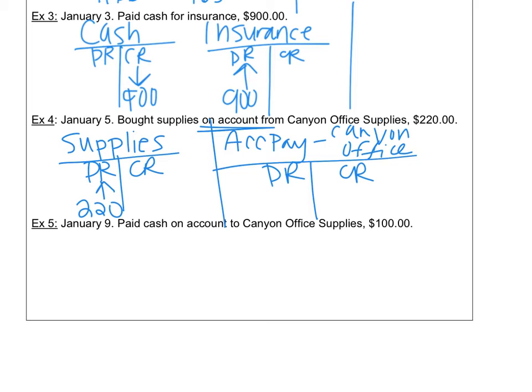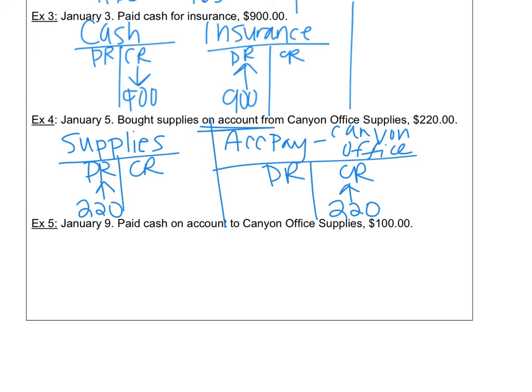And accounts payable is a liability. So since I increased the left side of my equation, I need to increase the right side. So I'd increase accounts payable with the credit for $220. So you can see I've got one debit for $220 and one credit for $220. So I'm still in balance.